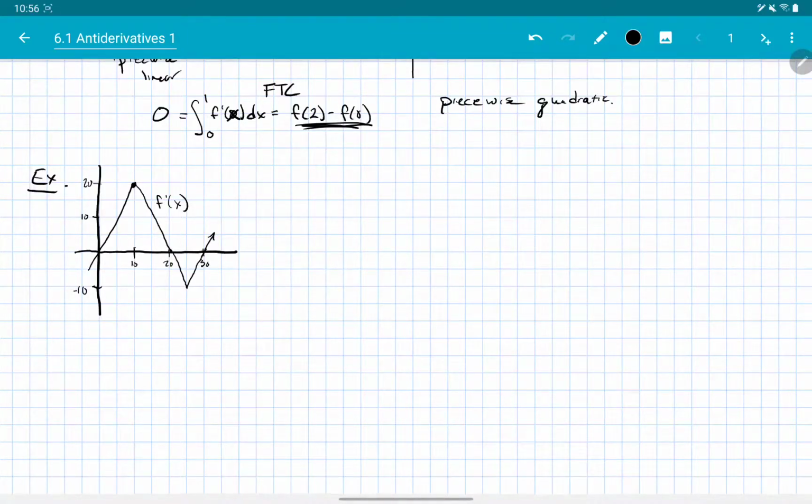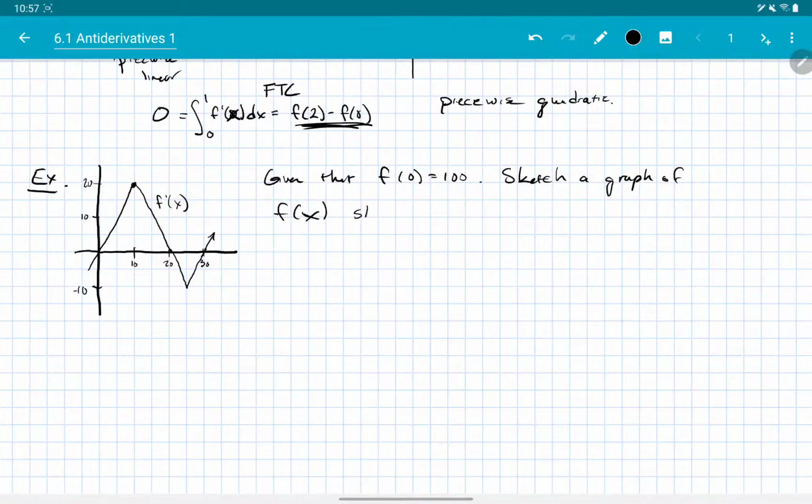Okay, so this is f prime of x. This is our derivative function. And here's what we want to do. Given that F of 0 is equal to 100, we're going to sketch a graph of F of x and show critical points. Okay, so there's the situation.